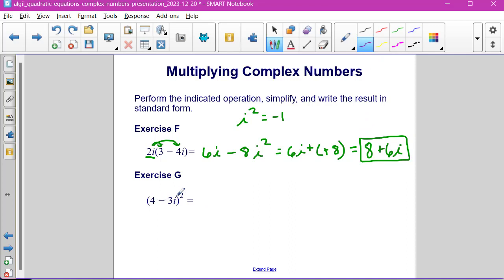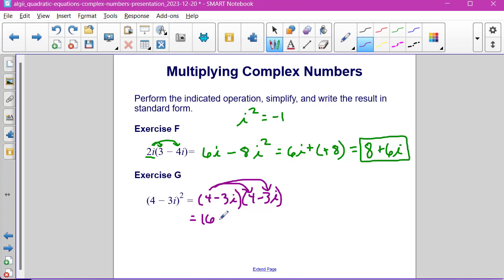We have 4 minus 3i, that entire binomial quantity squared. Remember, squaring in this case does not mean that you distribute the square to both terms and that's it. You actually have to either remember the rule for having a binomial squared or write the binomial times itself. So 4 minus 3i times 4 minus 3i. Write it down twice and then apply the distributive property a couple of times, which is also known as FOIL. So we would have 4 times 4 is 16.